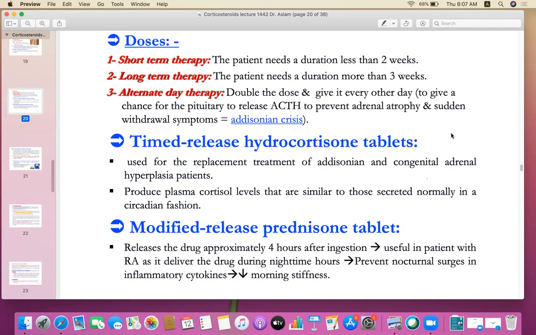Alternate day therapy. In this alternate day therapy, double the dose and give it every other day to give a chance for the pituitary to release adrenocorticotropic hormone to prevent adrenal atrophy and sudden withdrawal symptoms. Now, what is this alternate day therapy?